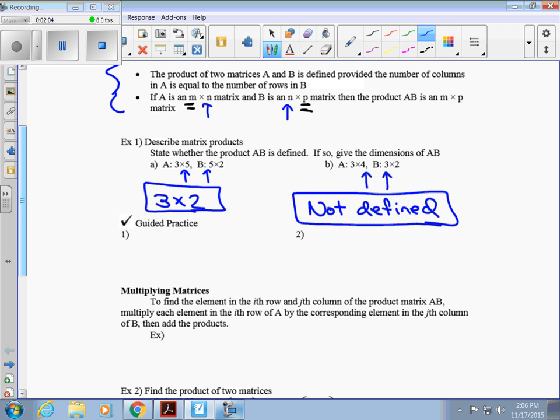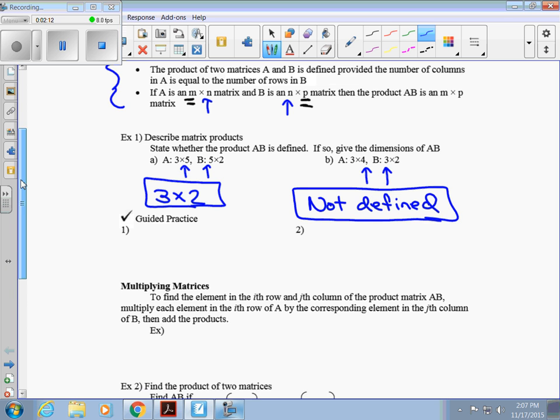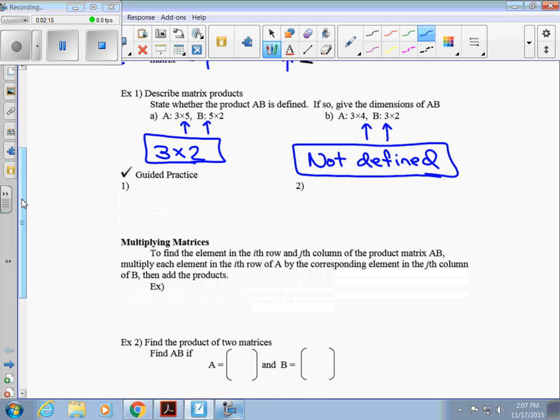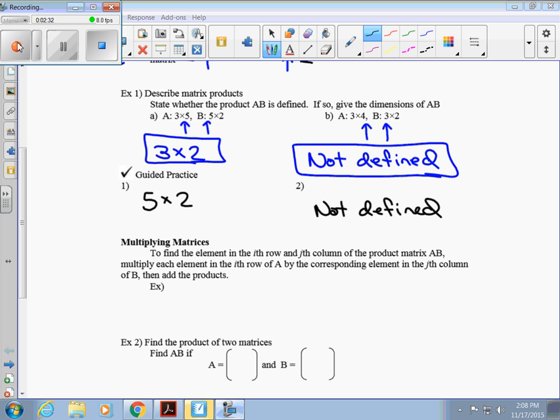So if we look at the guided practice questions on page 195, they're going to ask you to do those two and find out what the result matrix is if it can be defined. So turn your books to page 195 and go ahead and do those two guided practice questions. You can hit pause when you're ready, and then hit play when you're ready to resume. So if we look at these two guided practice questions, number 1 will end up being a 5 by 2, and number 2 is not defined because the columns in A are not the same as the rows in B.